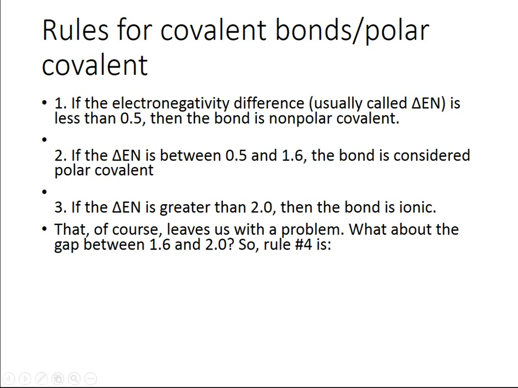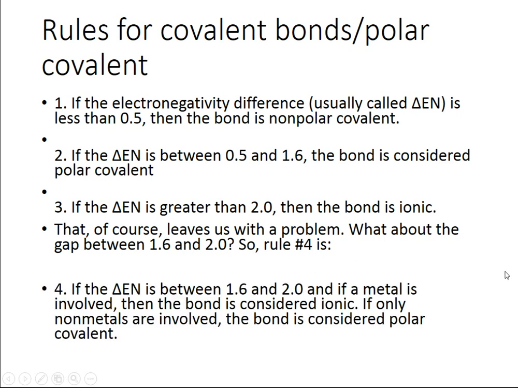So that of course leaves us with a problem. What about the gap between 1.6 and 2.0? Because here we say from 0.5 to 1.6, and here we are starting only from 2.0. What if the two elements have a difference in electronegativity within this range? That's when we use rule number 4.